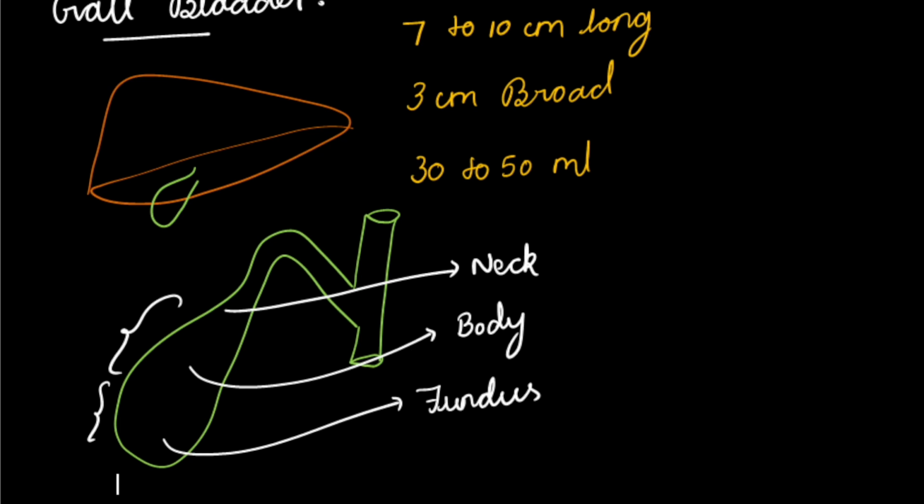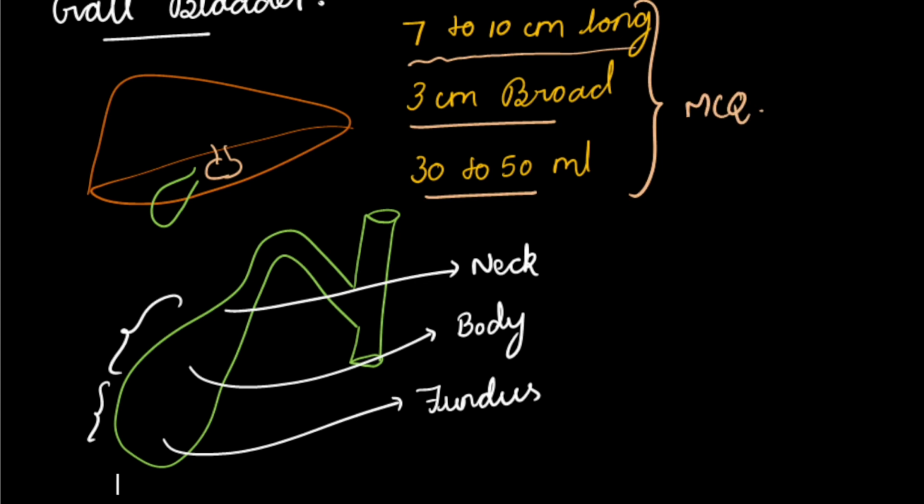And now regarding the next component, that is the gallbladder. It is present on the inferior surface of the liver near the porta hepatis. We all know that. It is 7 to 10 cm long, 3 cm broad and 30 to 50 ml in capacity, and this is more important from an MCQ point of view. And this gallbladder is divided into 3 parts: neck, body and fundus.